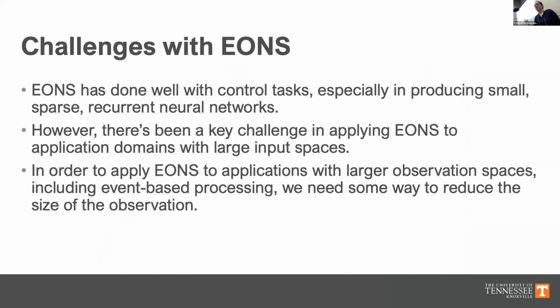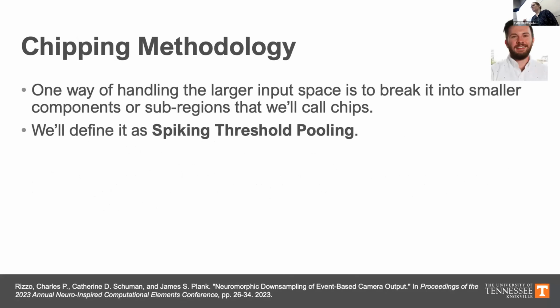We've seen that it can produce very small, sparse recurrent neural networks. Here's the second issue about EONS. It doesn't work well when you have very large input spaces. So, in order to apply EONS to applications like event-based processing, we need some way to reduce the size of the observation. One of our very smart PhD students, Charlie Rizzo, whose picture is at the top of the slide here, has developed a way to do downsampling in a neuromorphic way. So we're keeping everything on the neuromorphic chip. We're going straight from events into a neuromorphic chip that is going to do the downsampling for us, that is then going to go into a network that EONS is going to train to solve a particular task.